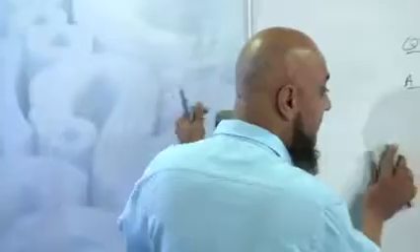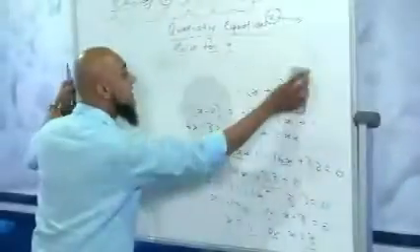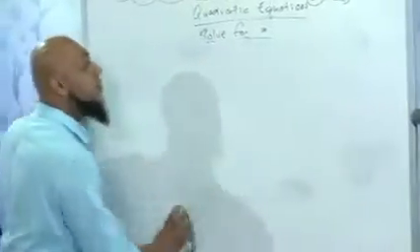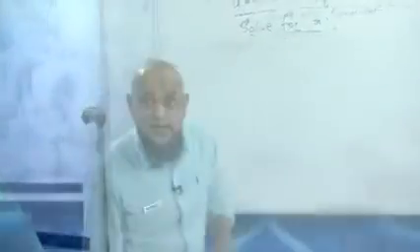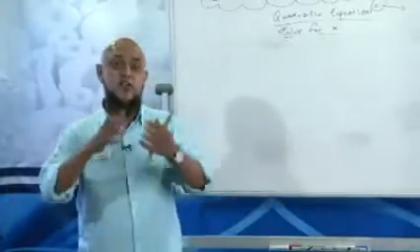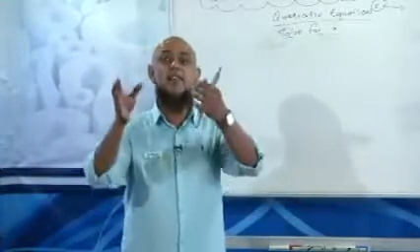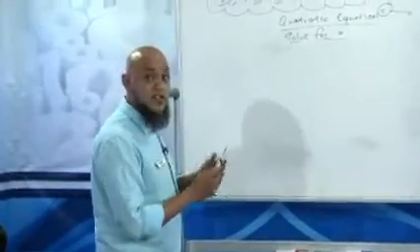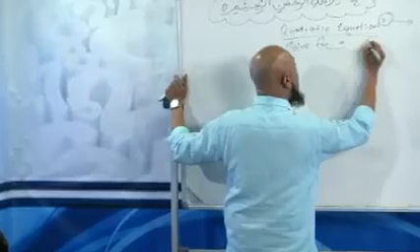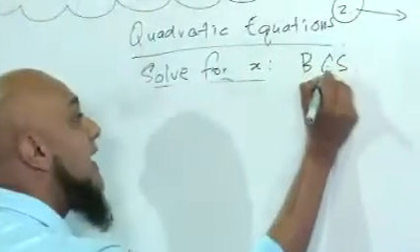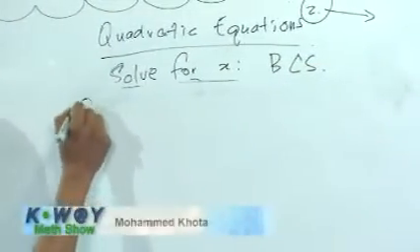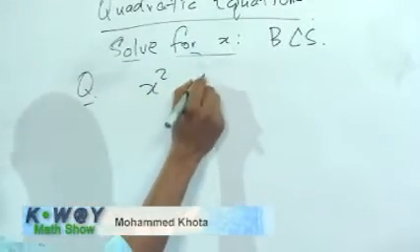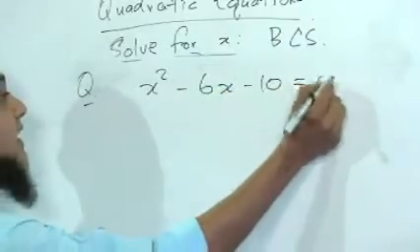Let's get started. The question says, solve for x by completing the square. And grade 12s, you're going to be using completing the square quite heavily. There are two types of completing the square: completing the square in an equation, and rewriting it into a certain form. The question will say solve for x by completing the square. Let's take a question down before we cut for our ad break. Let's take x squared minus 6x minus 10 equals 0.